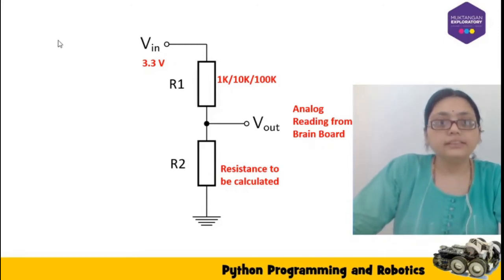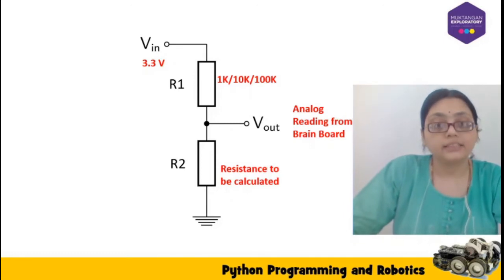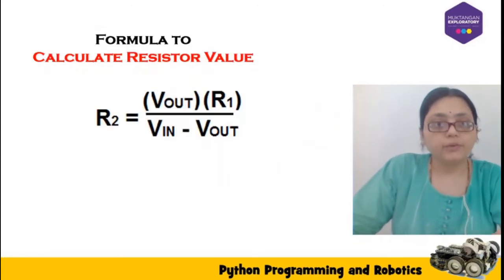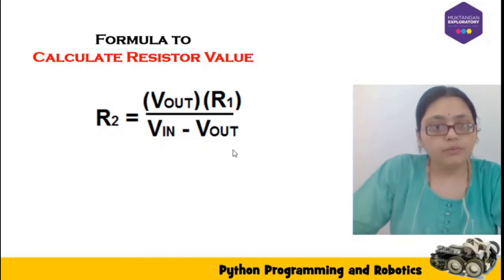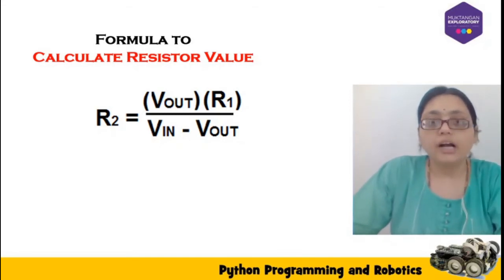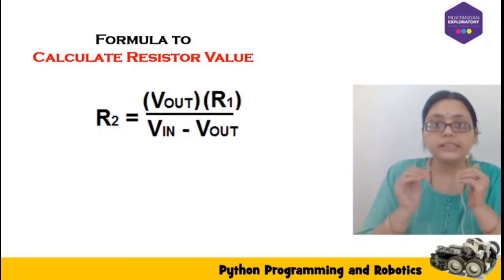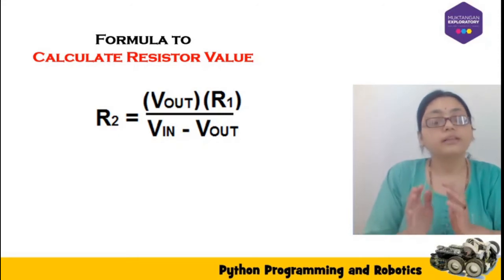And with these three known parameters Vin, R1 and Vout, we are going to calculate this resistor value attached. So for that we are going to use this formula, and with this formula we'll be calculating the resistor attached to our hardware. So we are all set with this circuit and formula. So we are going to next design it on the breadboard.